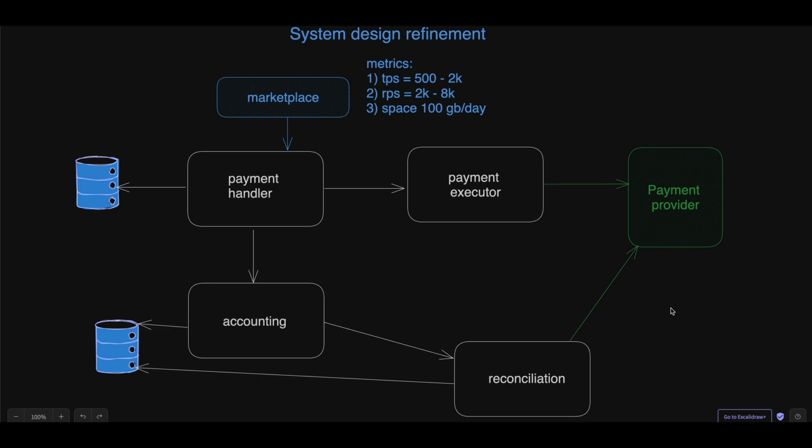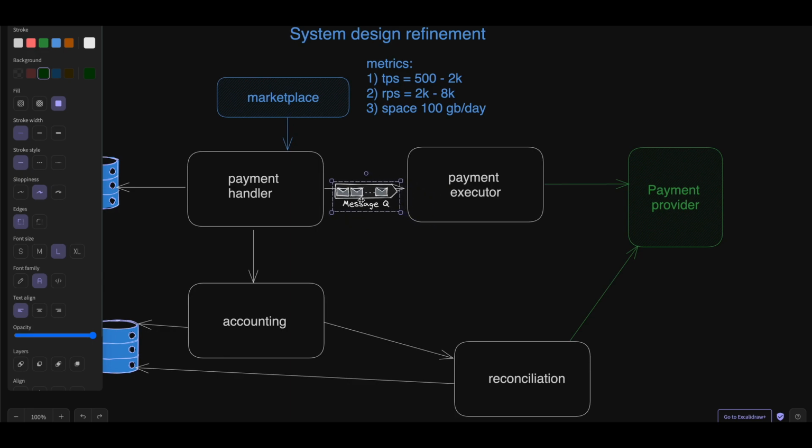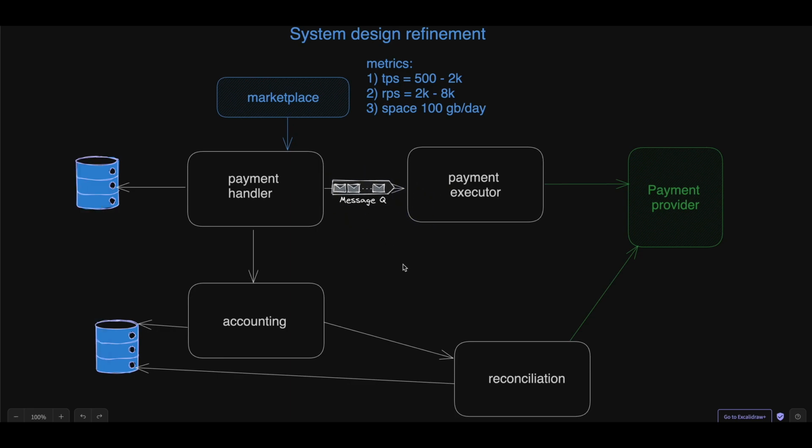First of all, let's talk about communication between services. Due to the big load that we have here, it would be a good idea to have some intermediary between services where it's possible. For example, I would suggest putting a messaging queue between payment handler and payment executor. This will give them some slack, because payment handler can just put orders into the messaging queue without waiting for a response from payment executor.